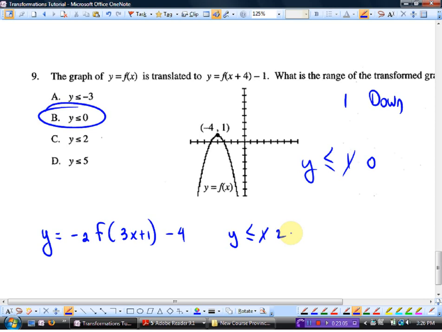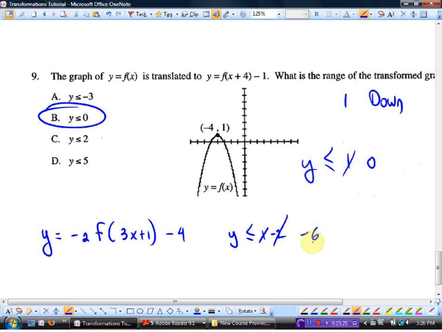The next thing we did was reflections. What's that going to do? Vertical reflection. How's it going to affect my range? Negative. Oh, what's that? 4 down. There you go.